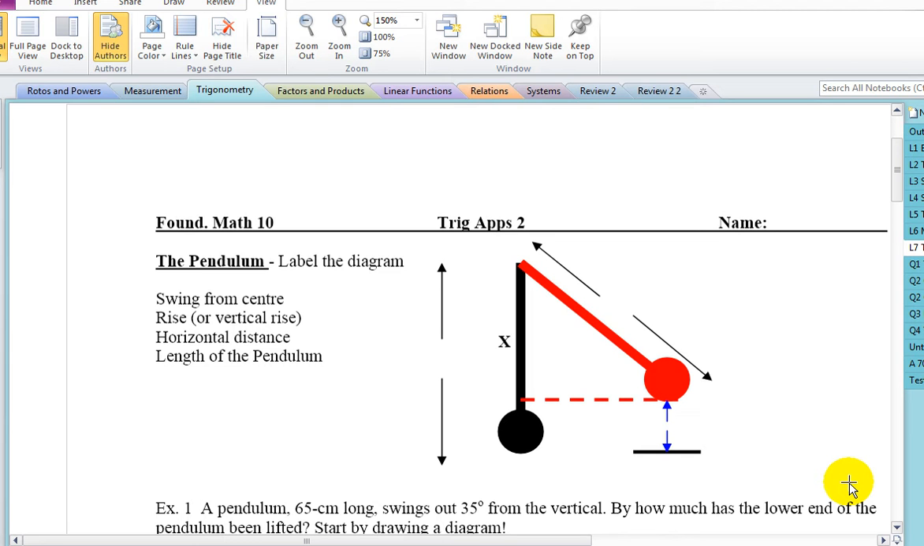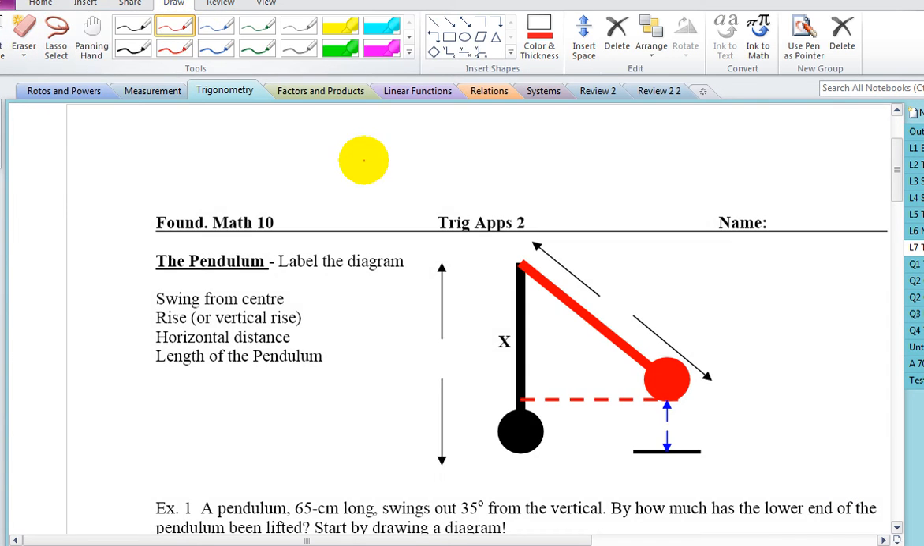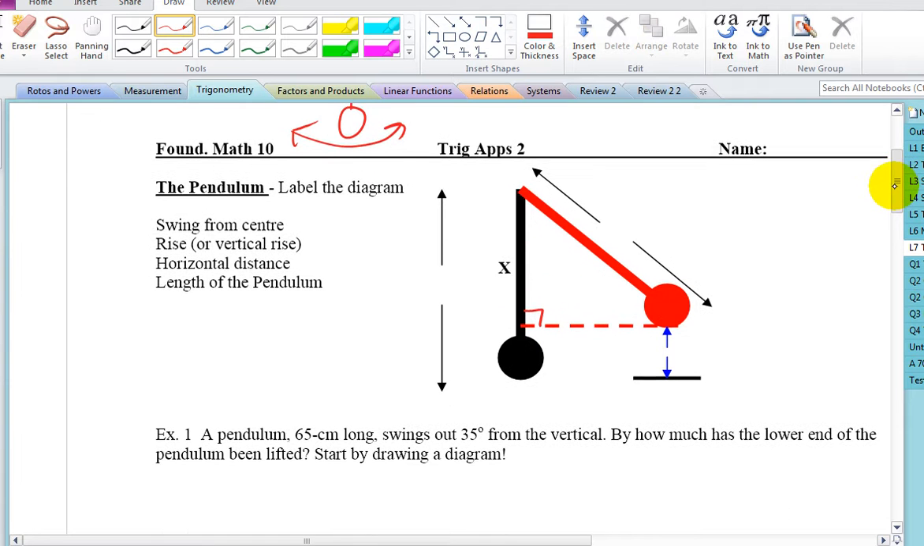Pendulum. You use pendulums in physics a lot because they help keep time. We can do measurements on them. So the pendulum, just like a grandfather clock, swings back and forth. What we're doing is taking a snapshot of when the pendulum has swung out to the side. That gives us a right triangle. So this is 90 degrees. Mark that on your diagram.